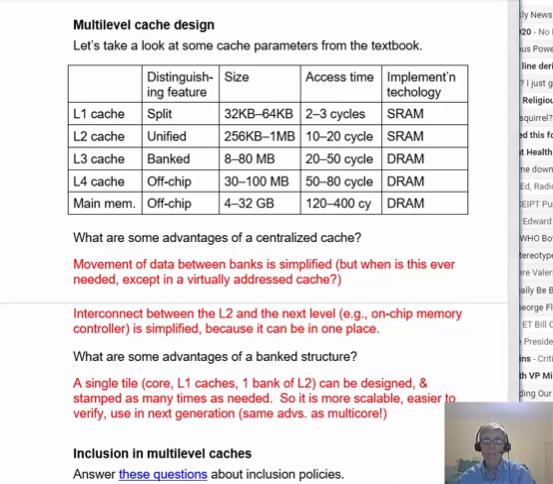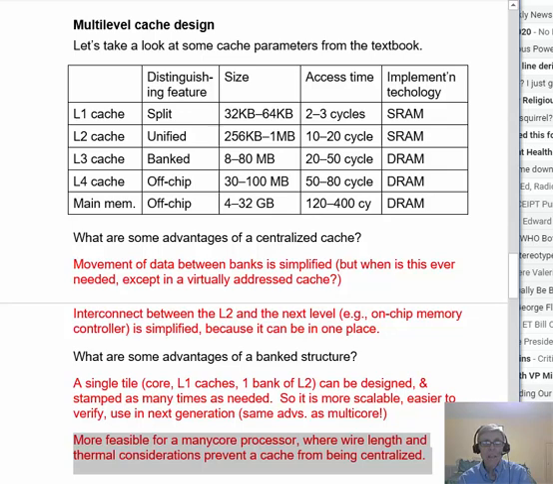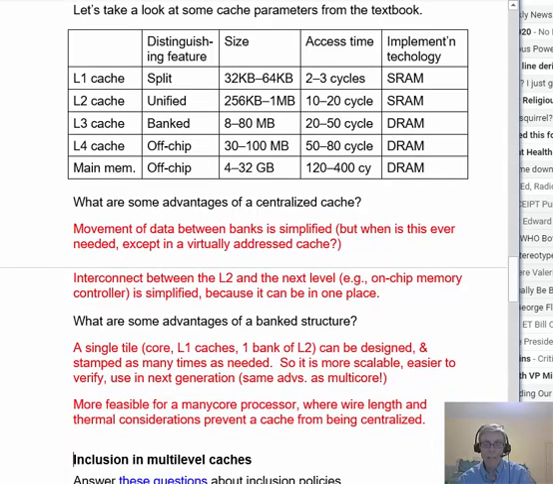Well, a single tile can be designed and then stamped as many times as needed. So you can have the same kind of subsystem in many places on the chip. And that, of course, makes it easier to reuse across generations. Secondly, it's more feasible for a many-core processor where you can't centralize the cache because the wire length would be too great. You'd have too much of your chip area devoted to wires. And also that would heat up certain areas of the chip more than others, and therefore cause a cooling problem.